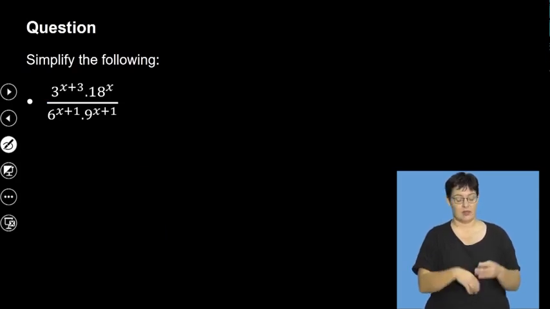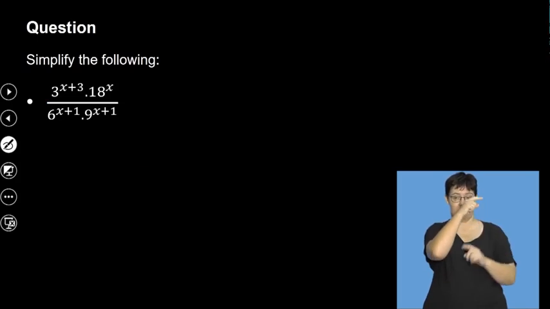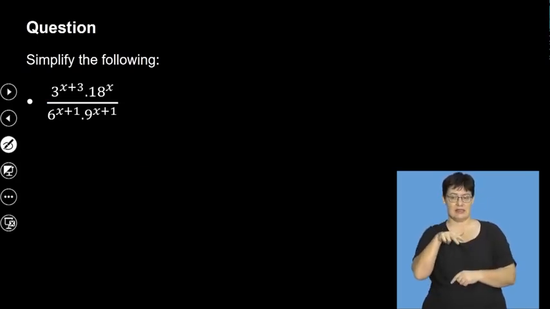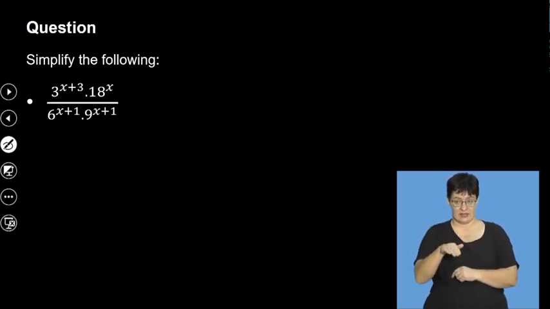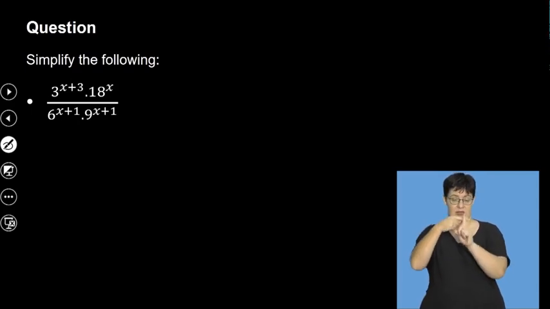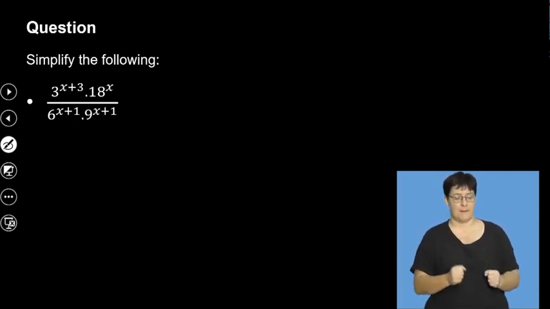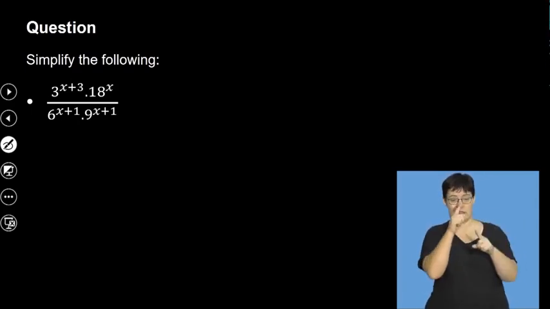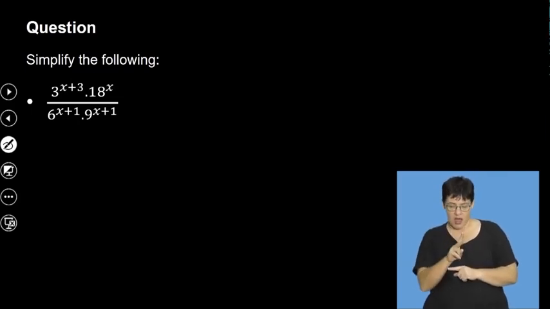Now, the second example will be 3 to the exponent of x plus 3 times 18 to the exponent of x divided by 6 to the exponent of x plus 1 times 9 to the exponent of x plus 1. Same thing applies. You don't start multiplying your bases or anything like that. Instead, you go to your prime bases.